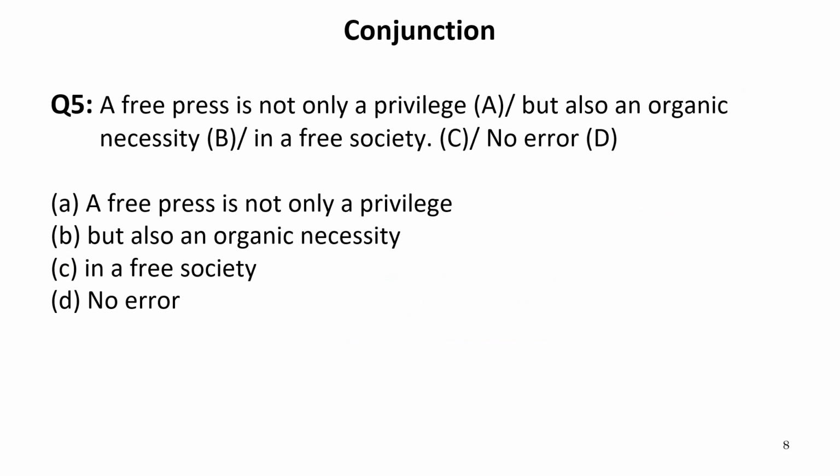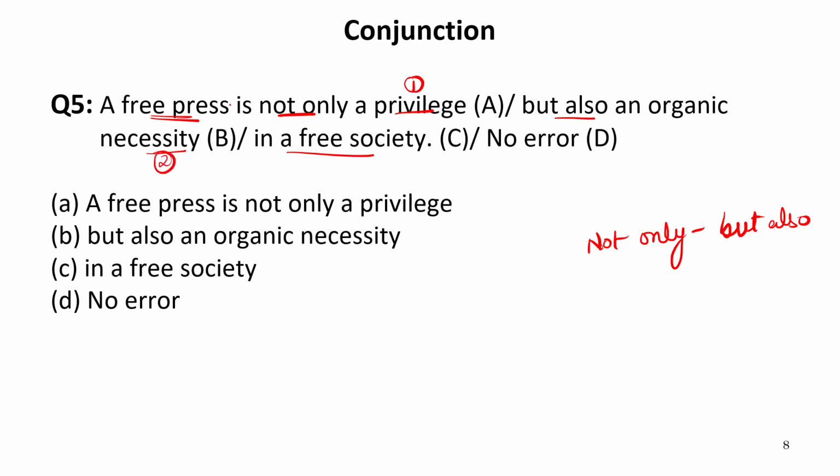A free press is not only a privilege, but also an organic necessity in a free society. Now, whenever we have not only, it is always paired with but also. But there is another rule as well, that is the positions of not only but also. Now in this sentence, two things have been talked about, that this free press, it is a privilege, so this is the first quality, but also an organic necessity. This is the second quality of the free press.